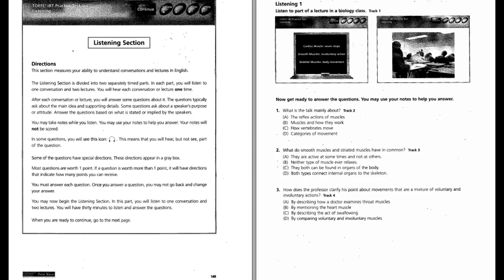Now get ready to answer the questions. You may use your notes to help you answer. Number 1. What is the talk mainly about? Number 2. What do smooth muscles and striated muscles have in common? Number 3. How does the professor clarify his point about movements that are a mixture of voluntary and involuntary actions?